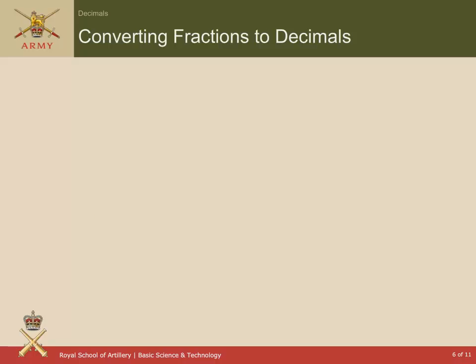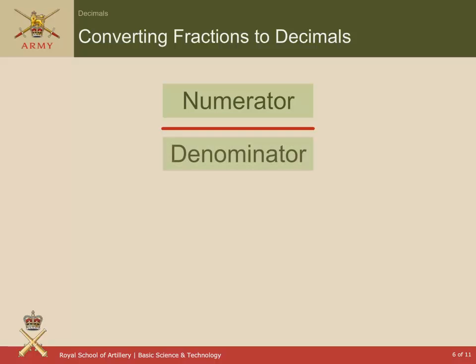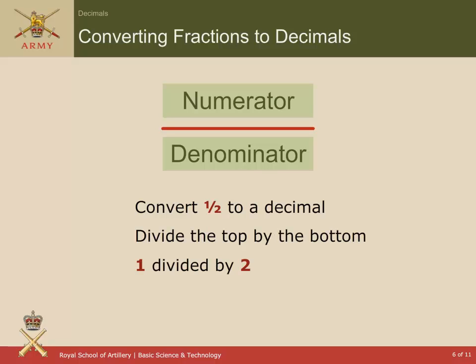Converting fractions to decimals is fairly straightforward. You divide the numerator by the denominator. In other words, you divide the top by the bottom. So to convert 1 over 2, a half, to a decimal, divide the top by the bottom. 1 divided by 2 gives you the answer in decimal straight away, 0.5.